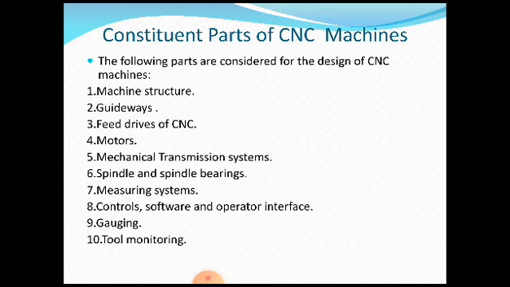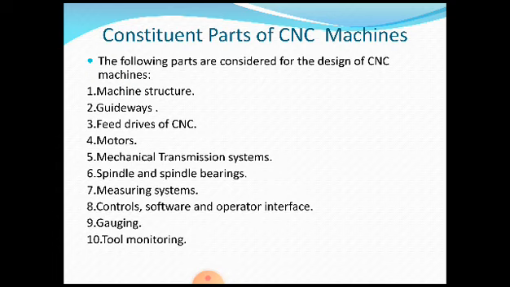Similarly, measuring systems. As we know very well, CNC machines are designed for the purpose of carrying out production automatically by using programming instructions. Whenever this is done, the measuring systems play a very important role. It is concerned with the movement of the cutting tool, and also with the rotational speed of the workpiece, which is measured automatically by an electronic system in CNC machines.